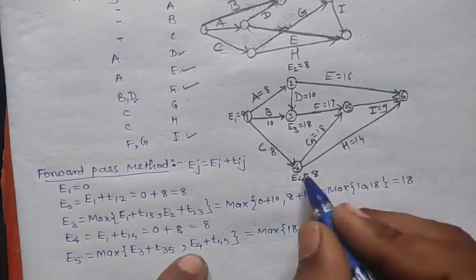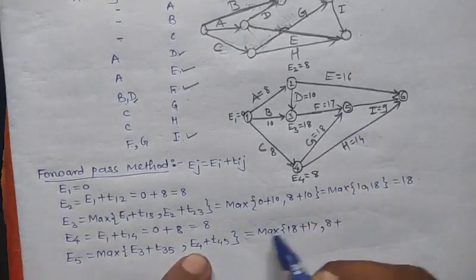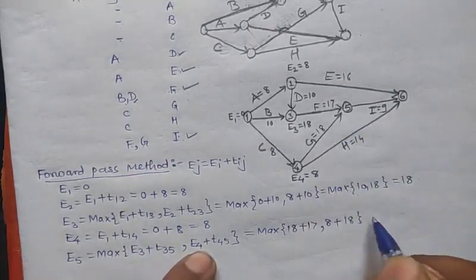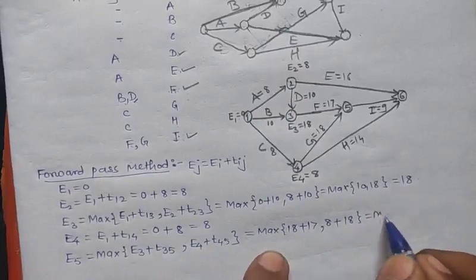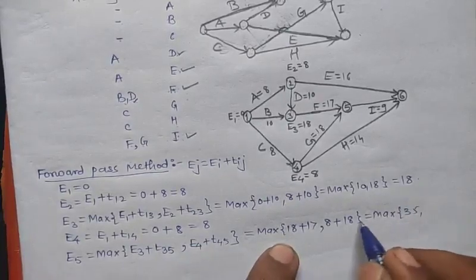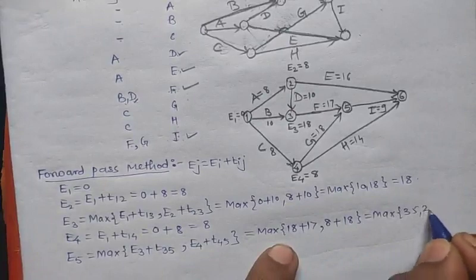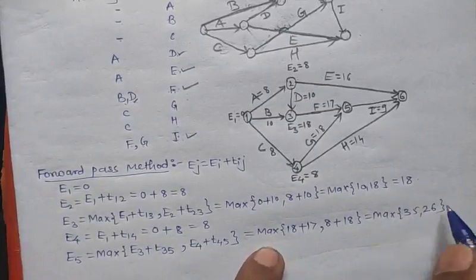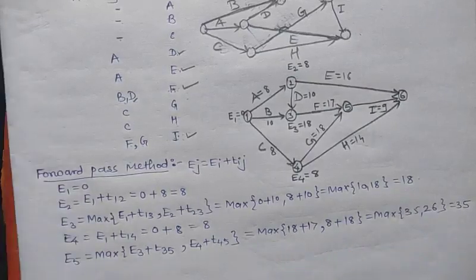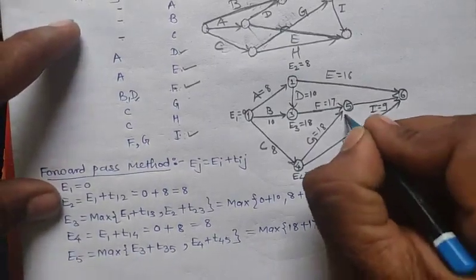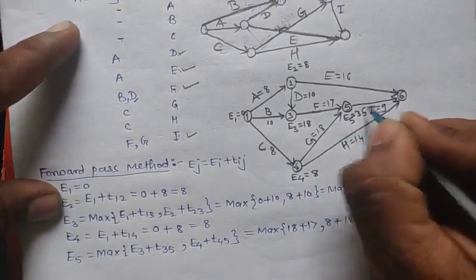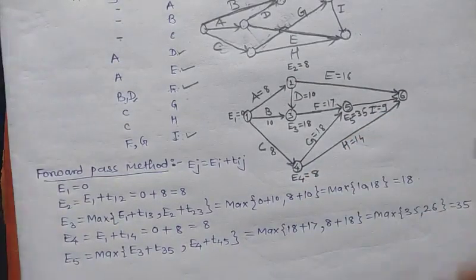Next, E4 has value 8 plus the time interval T45, which is 18. After adding this, we get the maximum of 35 and 26. The maximum between these two is 35. So here we get the value of E5 is 35. Now next, calculate E6.